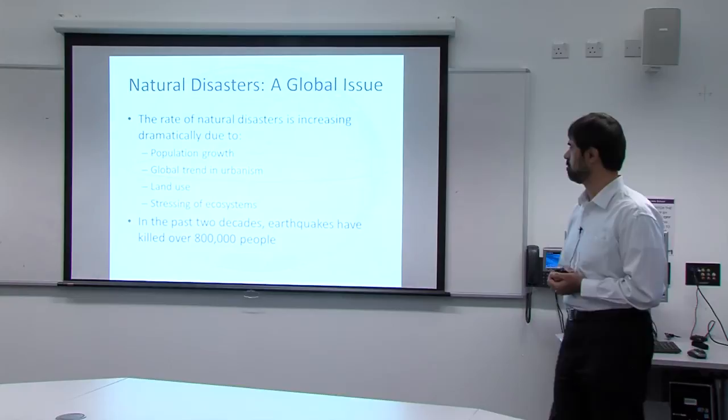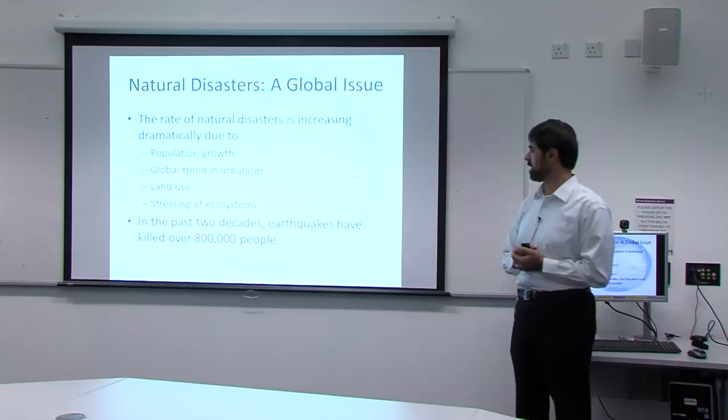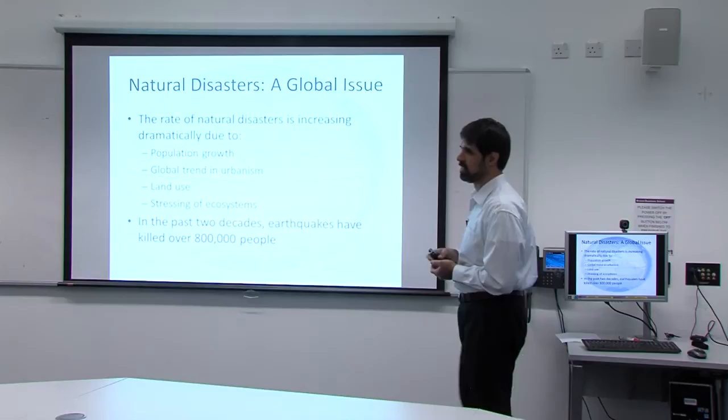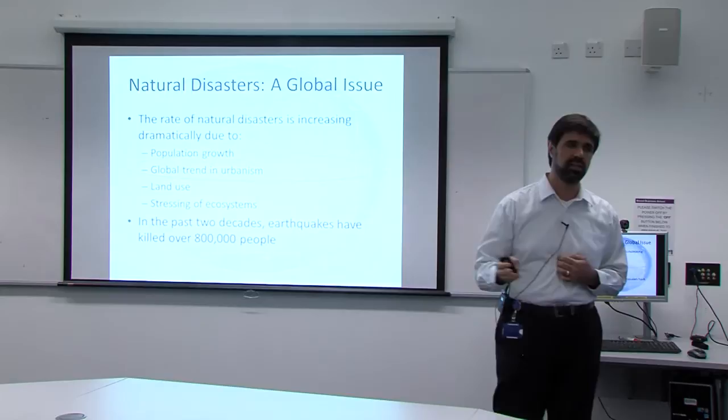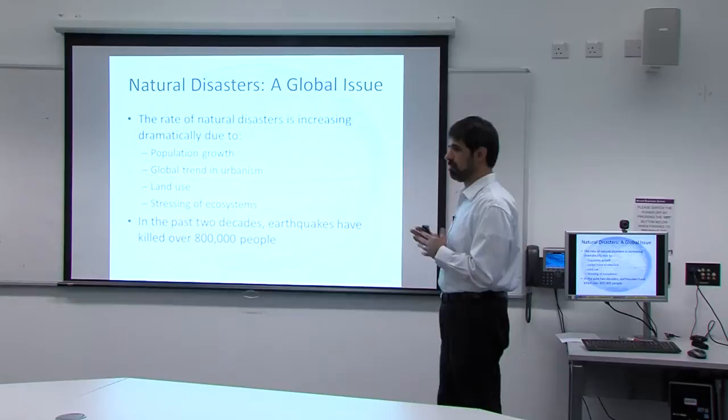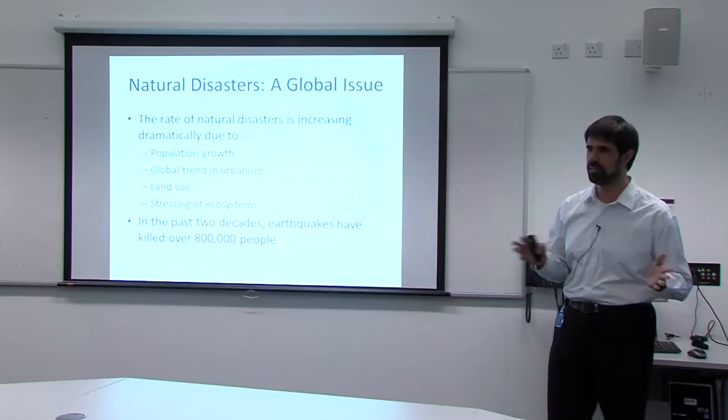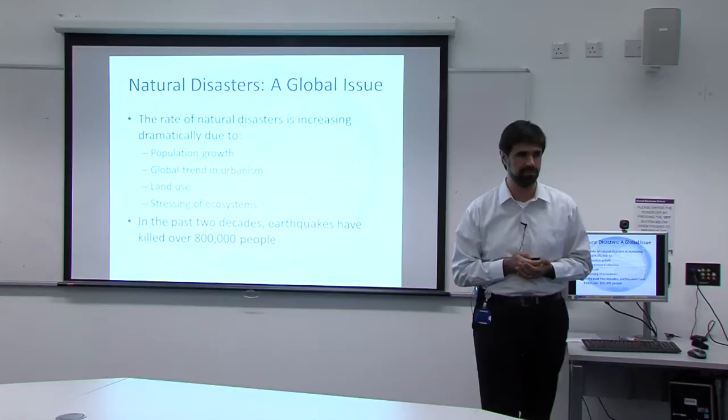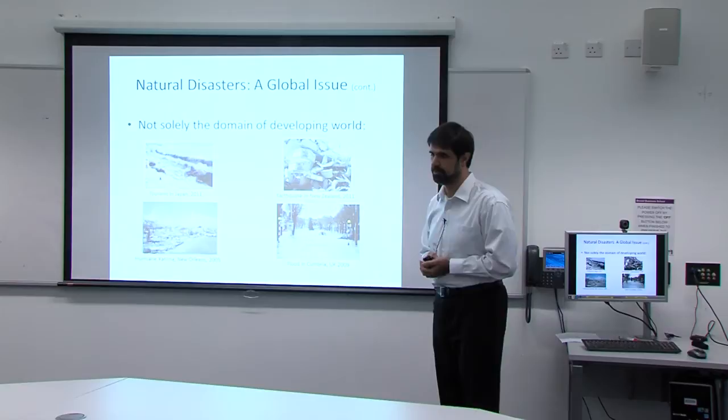Only in the past two decades, earthquake as one of the natural disasters was responsible for the death of 800,000 people, and the number of people who have lost their homes and been affected is multifold. Storms, droughts, floods, different types of disasters have massively influenced everyone's life. So it's a major problem for everybody, and it's not a problem just for the developing world. We see natural disasters happening around the world.